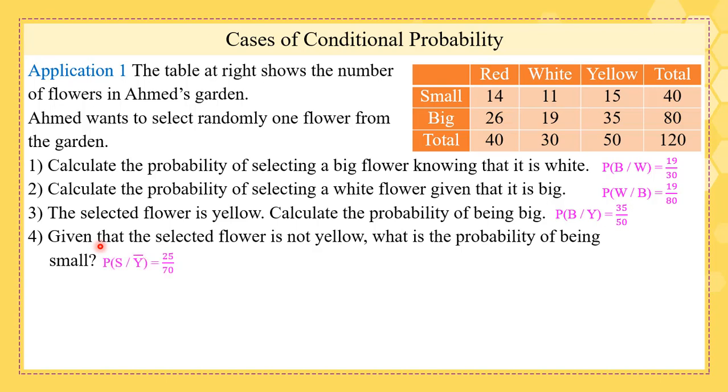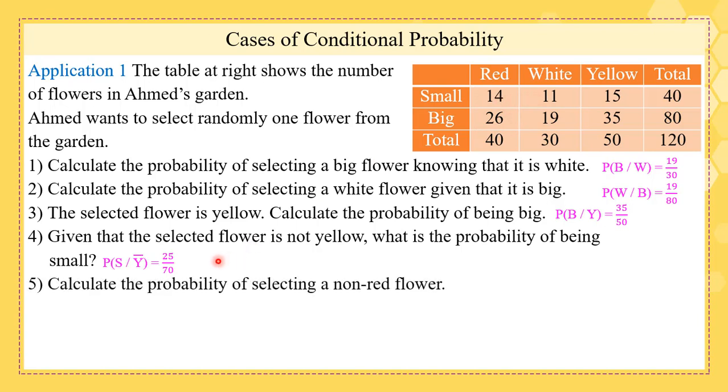This is also conditional. So given that the selected flower is not yellow, this is yellow bar, we need the probability of being small. So we have to come to the yellow bar sections, which are the red or white. From this section, we need to choose a small flower, so it will be 25 over 70. Now calculate the probability of selecting a non-red flower. Pay attention.